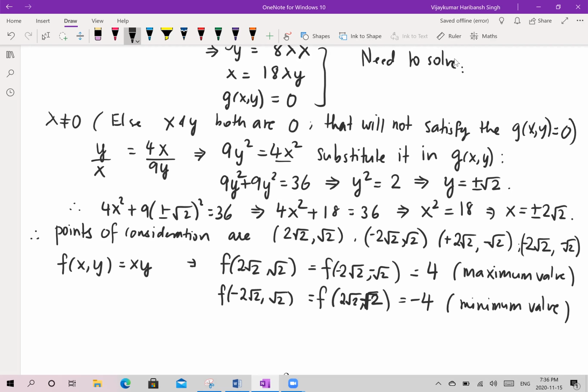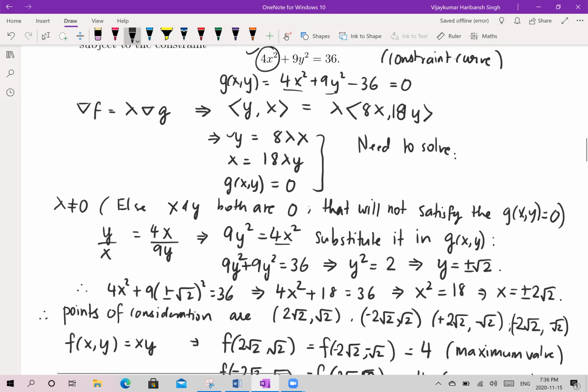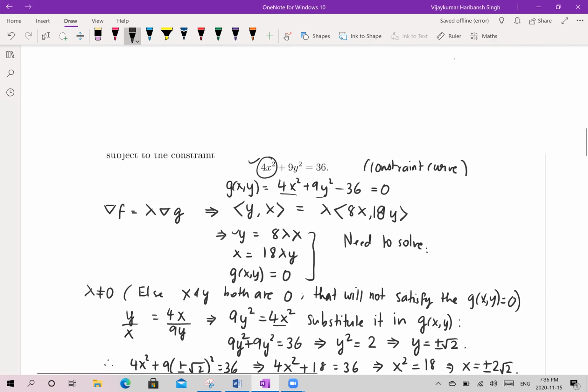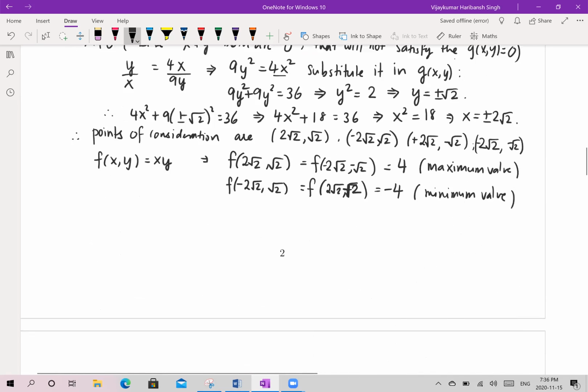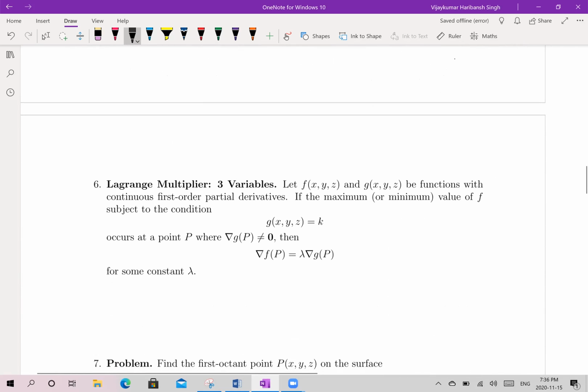So this is the method of Lagrange multipliers. All right, so now we can think about the same problem in function of three variables. Suppose we have f of x, y and g of x, y be functions with continuous first order partial derivatives. If the maximum and minimum value of the function f subjected to the condition occurs at point P where grad g at P is not 0, then this happens. That means grad f equals lambda grad g.